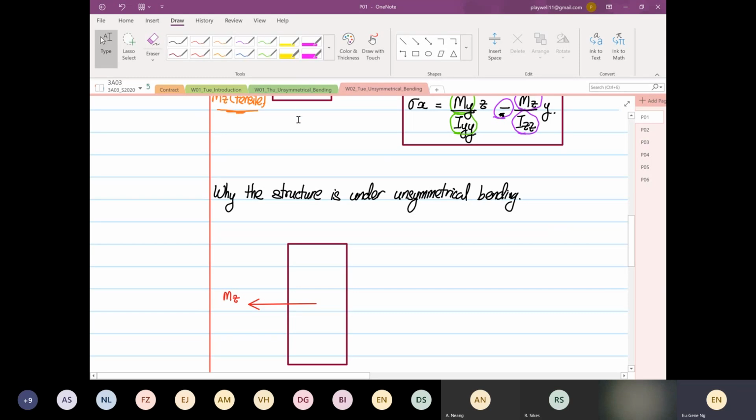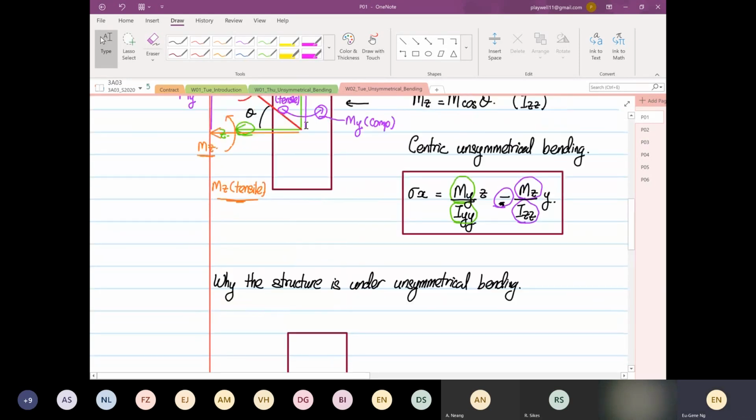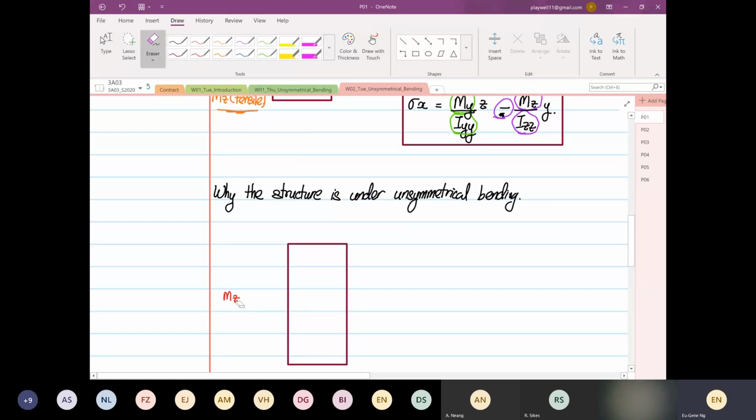So we have, oh, it's in orange, sorry. So we have our MZ over here.